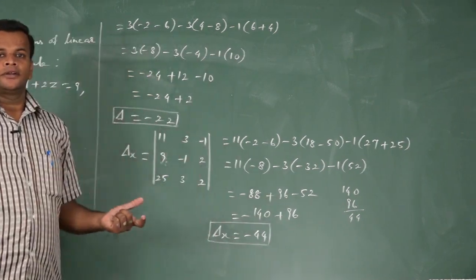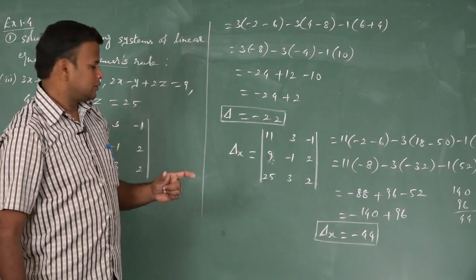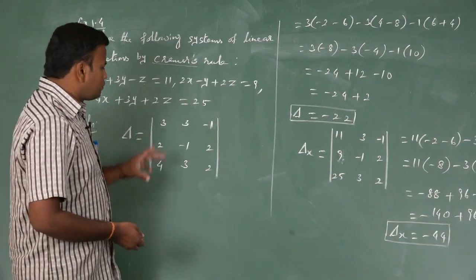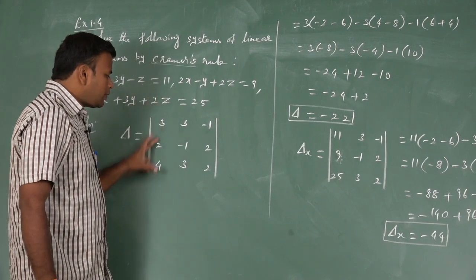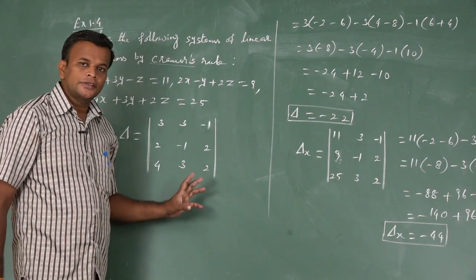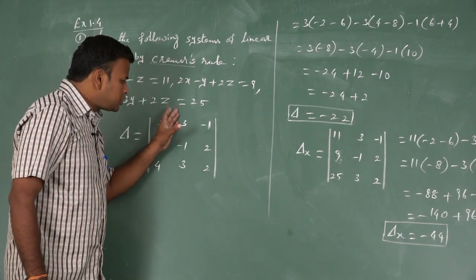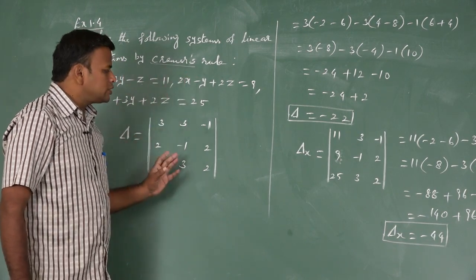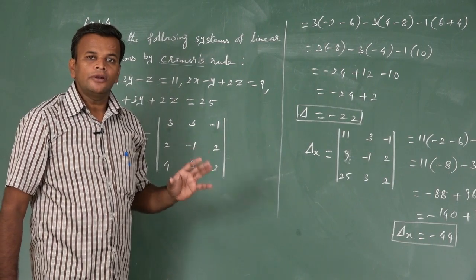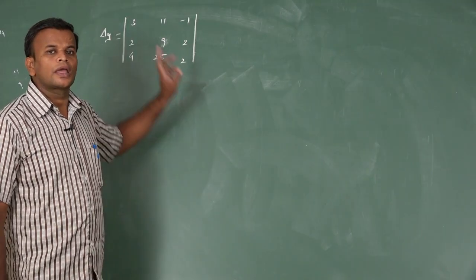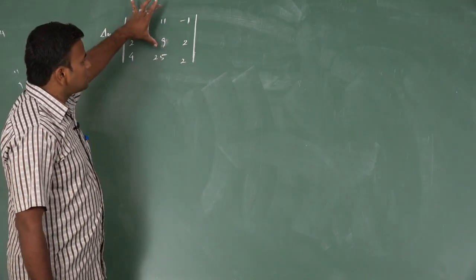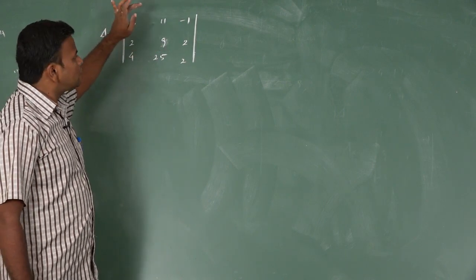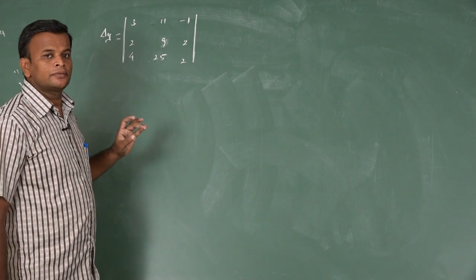Next we find del y. So in del, what is the value of del y? We write the coefficient of x column and z column as it is. We remove the coefficient of y column and we enter the values of RHS. Now we find the value of this determinant.